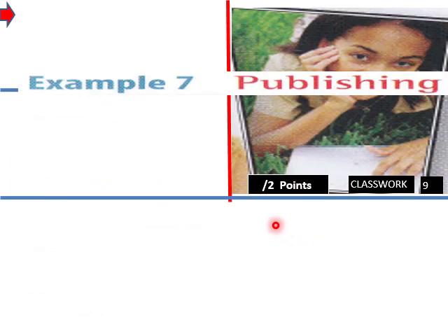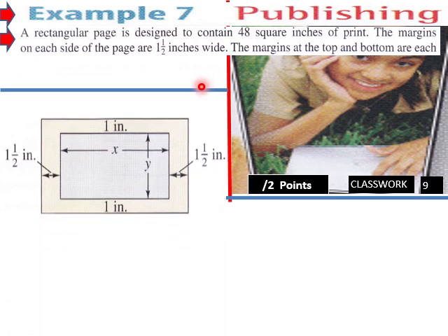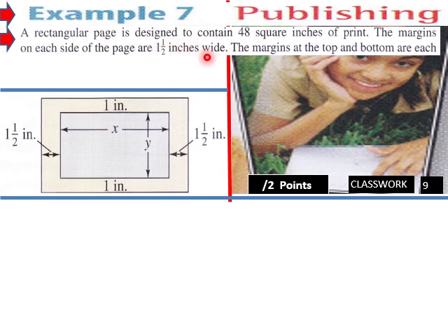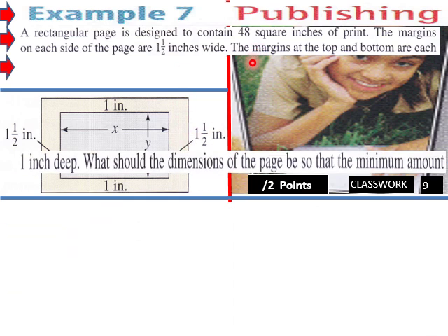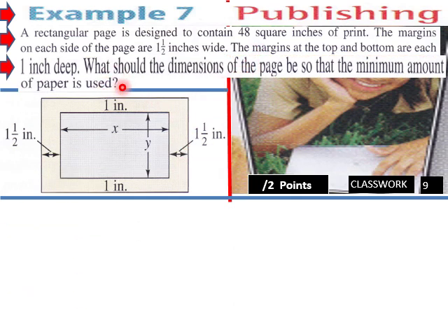Let's try another one. Publishing, we have a word problem here. A rectangular page is designed to contain 48 square inches of print. The margins on each side of the page are 1.5 inches wide. The margins at the top and bottom are 1 inch deep. What should the dimensions of the page be so that the minimum amount of paper is used?